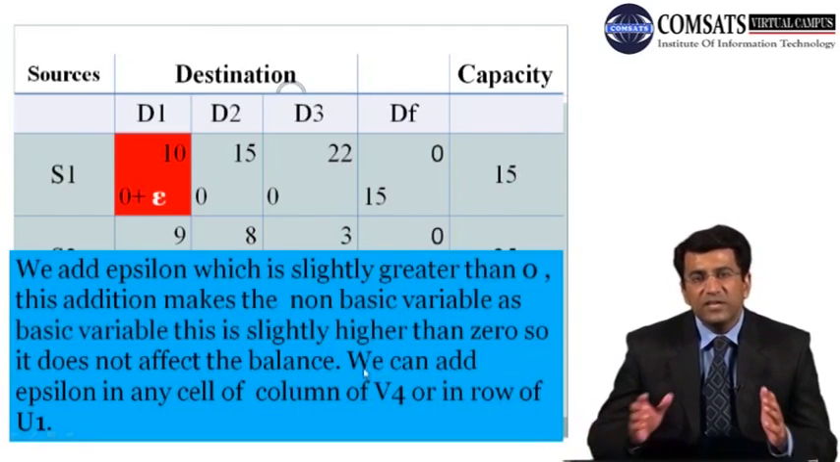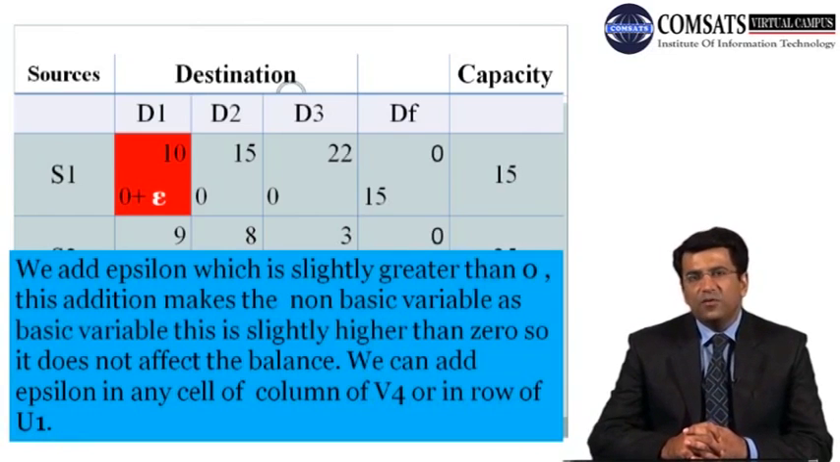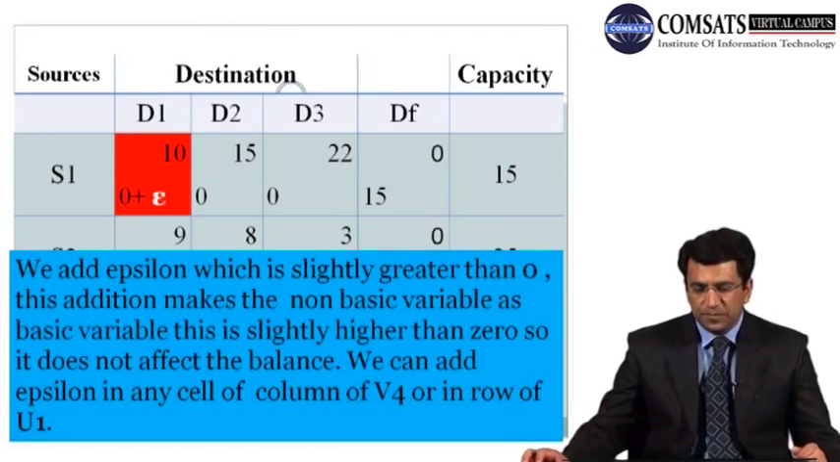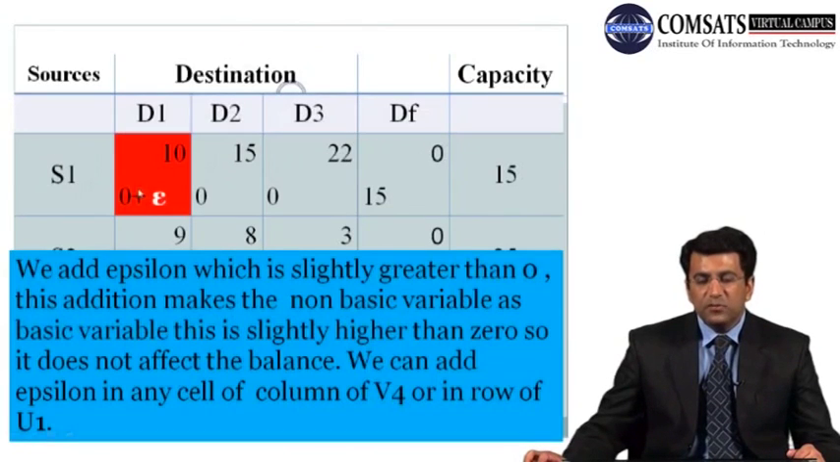As we are supposing that this is a very small value, we suppose that it will not disturb the row balance and the column balance. We can add epsilon in any cell of column v4 or in row of u1. So in this particular case, we add that epsilon in this S1D1 cell. So class, now this particular cell S1D1 is our basic cell, and it is not an empty cell now, because we have a small quantity greater than 0, that is epsilon, in this cell.